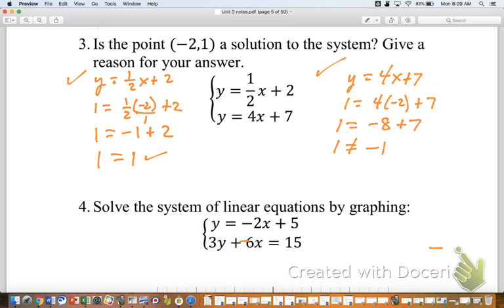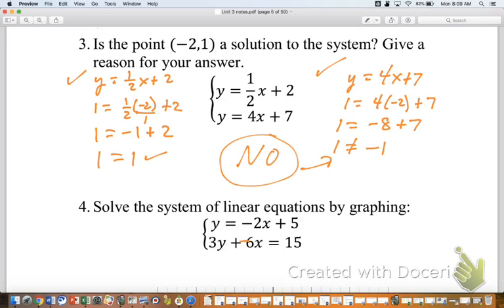And so, because one of them was true, which is great, but the other one was false, is that point a solution to the system? No. Coy was correct. And my reasoning is my work, right? I point to this right here. That's really the main reason why. So, is the point -2, 1 on either of those lines?